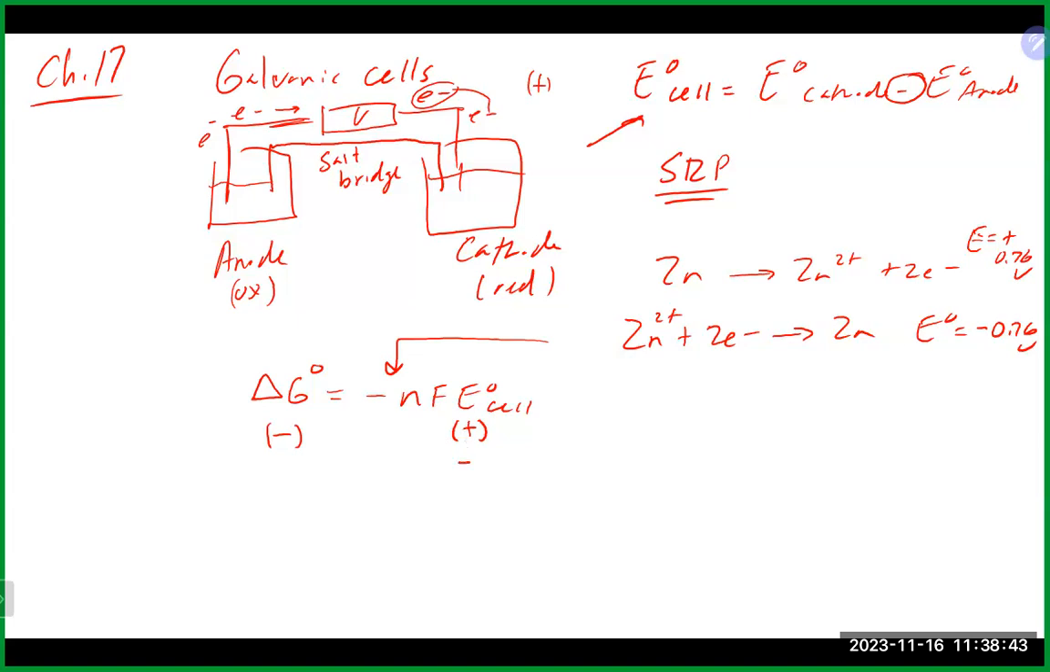If you have a negative cell voltage, that negative along with the negative in the formula will turn our delta G into a positive value. That will tell us that it is a non-spontaneous process, which means you're not really going to be heading to the product side. And we will have a negative value for E.